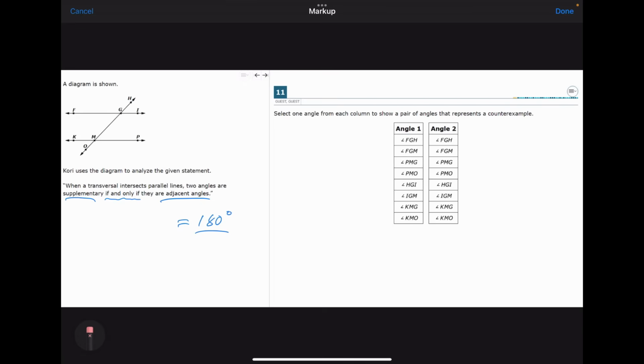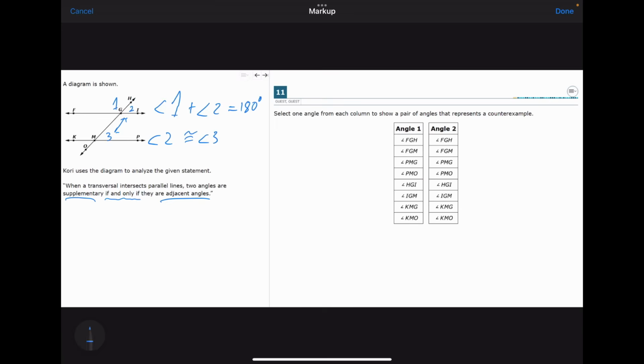So if I go up to this diagram, I can find a couple of angles that actually disprove this. I'm going to call this angle 1, this angle 2, and this angle 3. So angle 1 and angle 2 are supplementary. They add up to 180 degrees. But you may notice here that angle 2 and angle 3 are actually equal to each other.